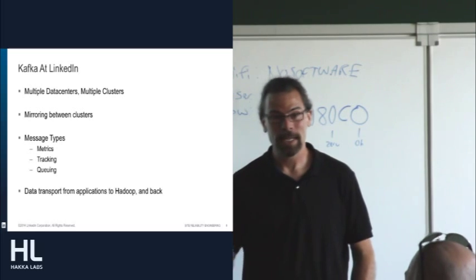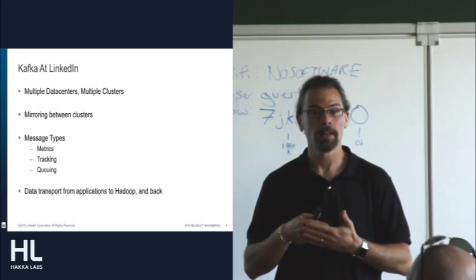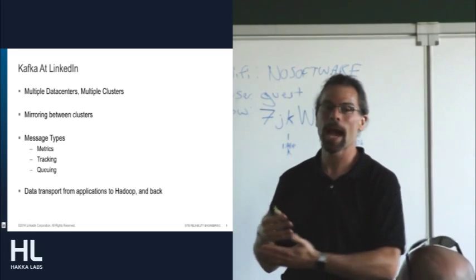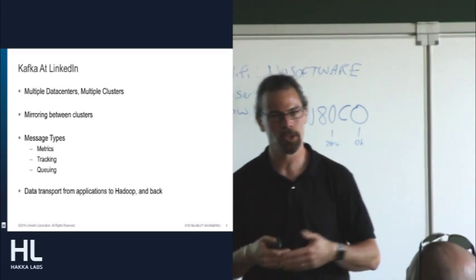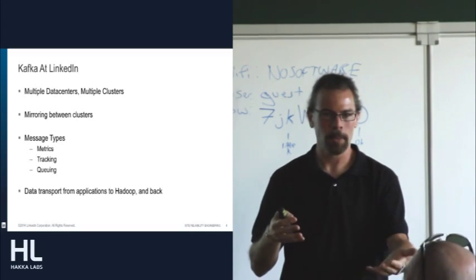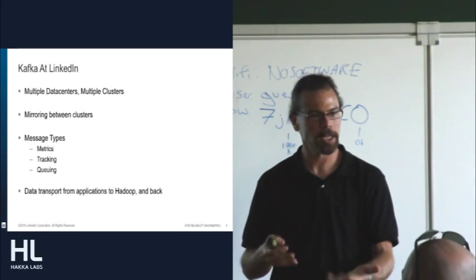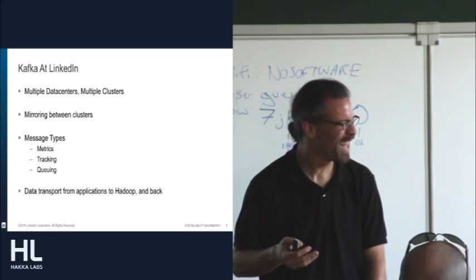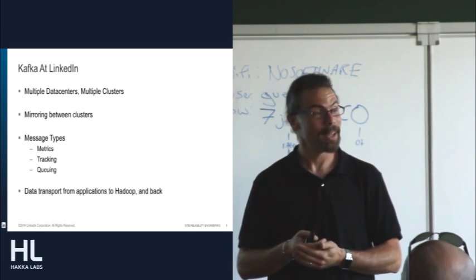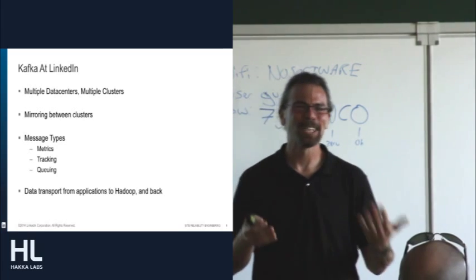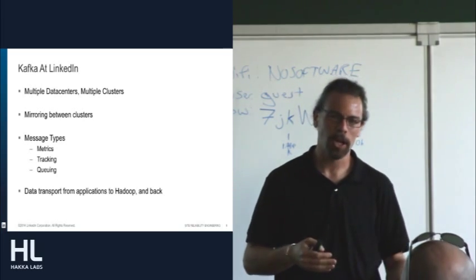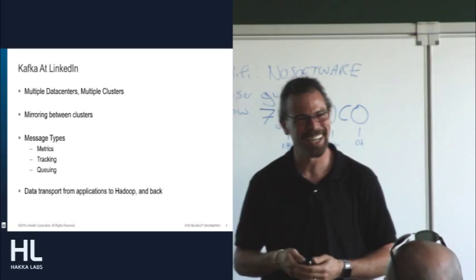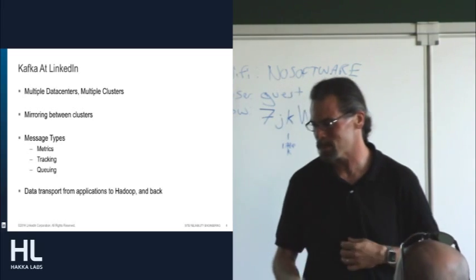So, as I said, for the tracking data, Kafka spends a lot of time transporting data to Hadoop. It gets processed, and then it gets sent back out to the production system. So, for example, users take an action, they look at something, it gets passed back to Hadoop, it gets processed. It gets sent back out, so now the search results are updated. Things like people you may know and jobs you may be interested in are updated on the front end as that data propagates back out.